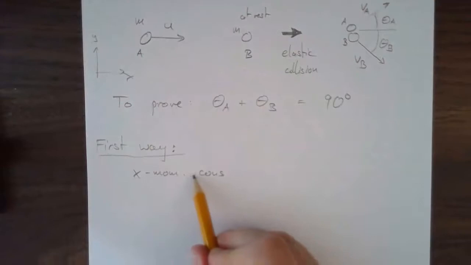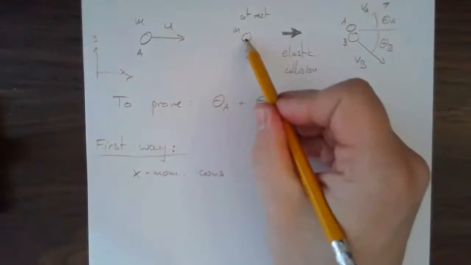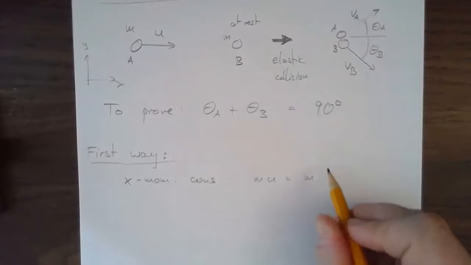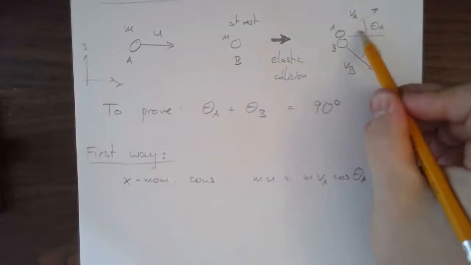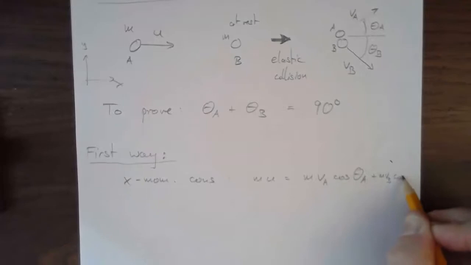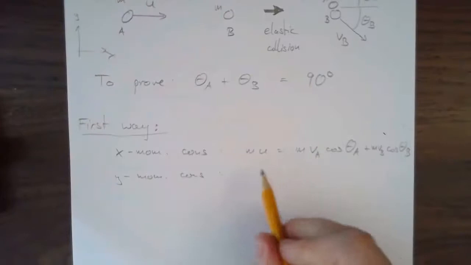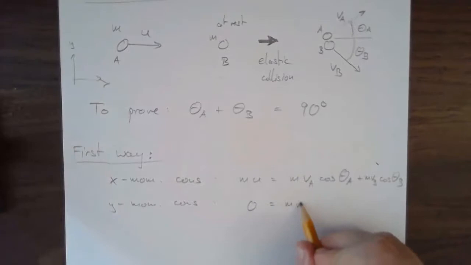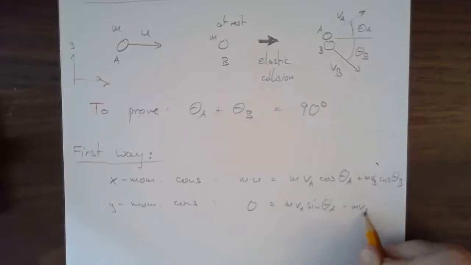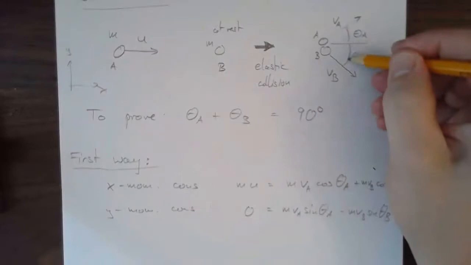This gives me m times u is equal to, well, this has nothing, this adds nothing, momentum conservation here, m times va cosine theta a, right, the horizontal component of this one, plus m vb cosine theta b, you can cancel out the m's. The y momentum conservation. Well, initially nothing's going up and down, so I can write 0. And then I can write, well, this one goes up, this one goes down, so m va sine theta a minus m vb sine theta b, y minus, because b is going down, and I nonetheless define this angle as positive.